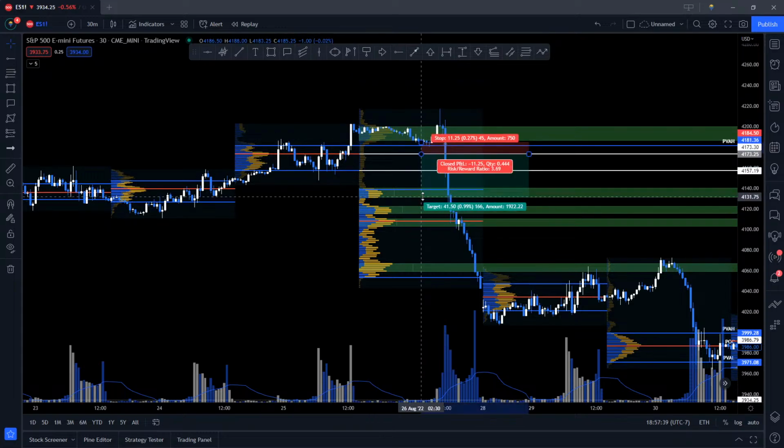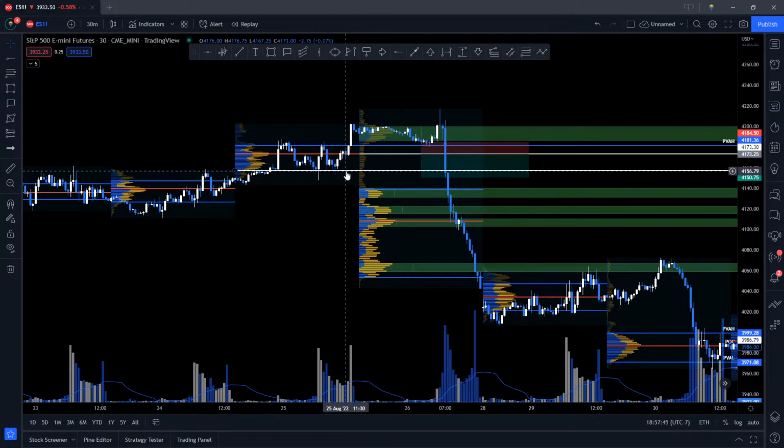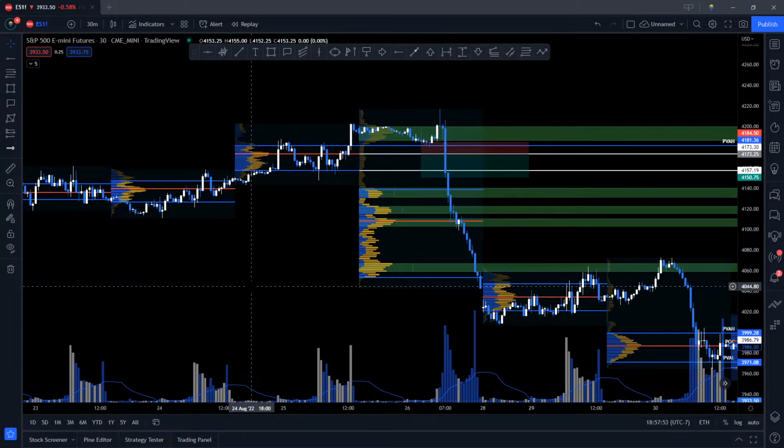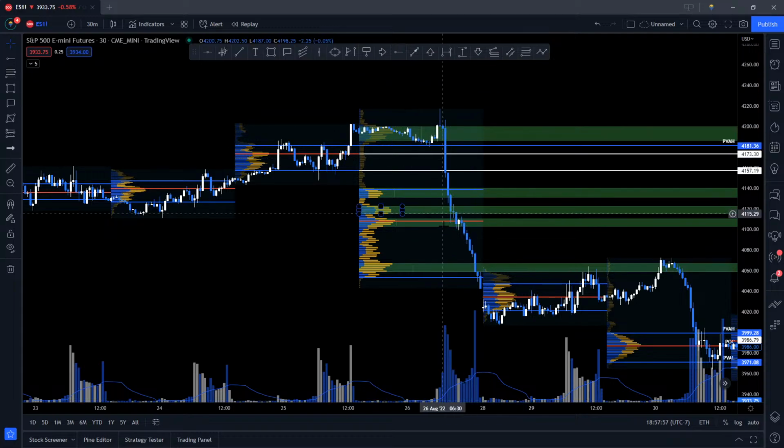And for your take profit, you're shooting for the value area low. Actually, this is below the value area low, but I wouldn't hesitate to take profit at the value area low here. So that's your trade, and this would have ended up being a great trade.